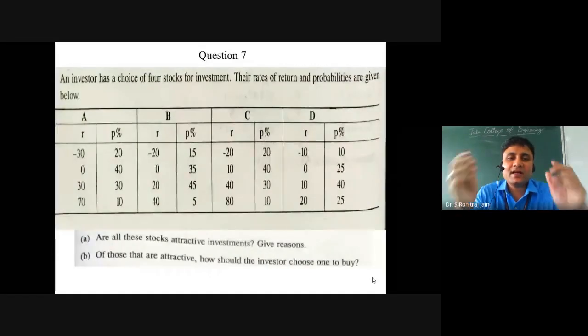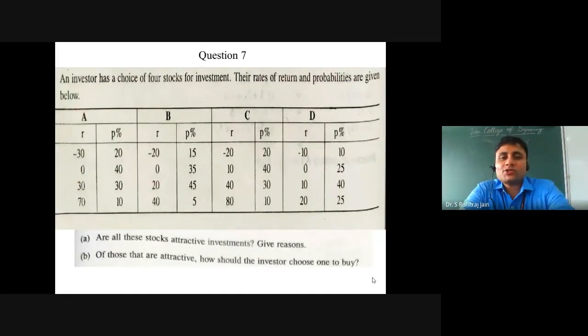An investor has a choice of four stocks for investment. That is A, B, C, and D. Their rates of return and probabilities are given below. See, for security A, they have given R and probability, that is return and probability. Return is minus 30, 0, 30, 70, and probability is 20, 40, 30, 10. So in a similar way, they have given the return and the probability of each stock, right?